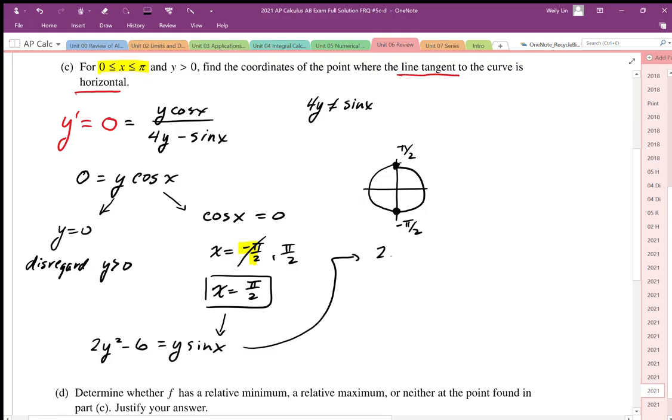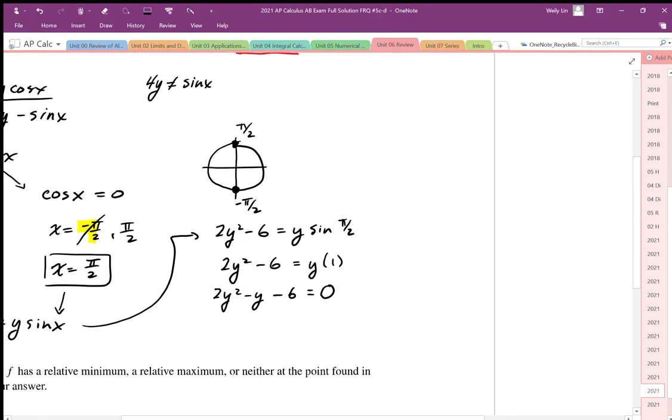So I end up with 2y squared minus 6 is equal to y times sine of pi over 2. Sine of pi over 2 is equal to 1. So my equation then becomes 2y squared minus 6 equals y. Okay, so then I have my quadratic equation, 2y squared minus y minus 6 is equal to 0. So then I can factor this to solve. You can factor in all sorts of ways.